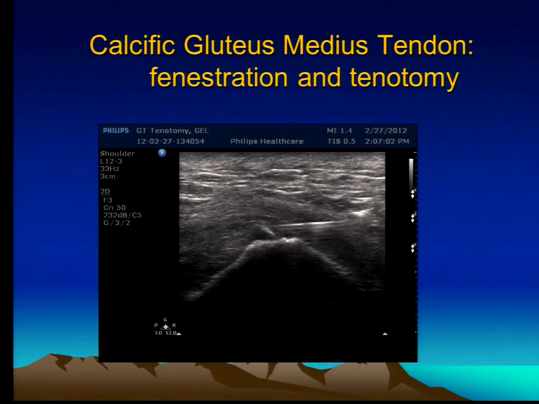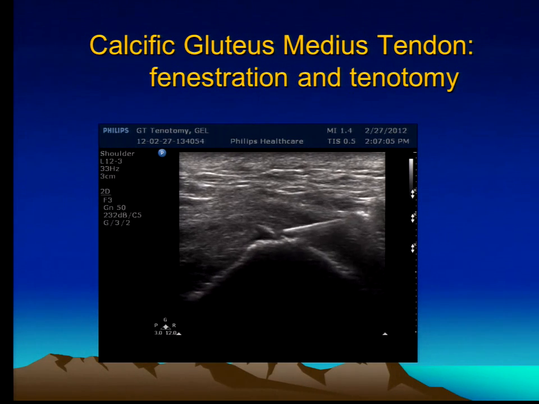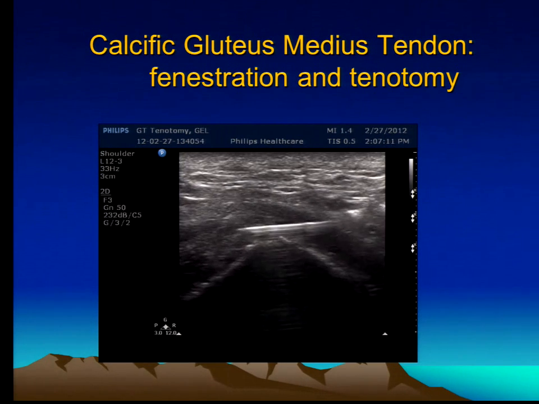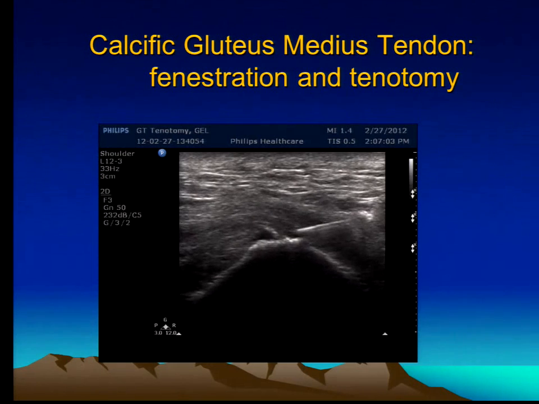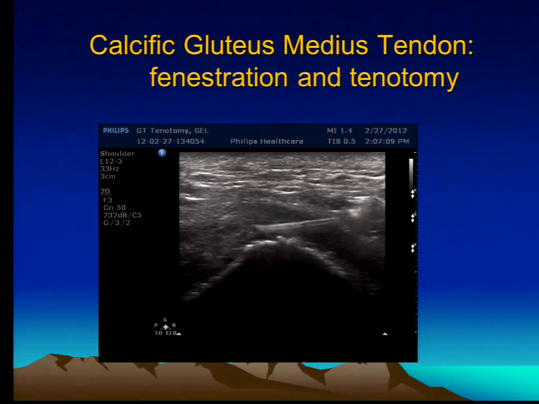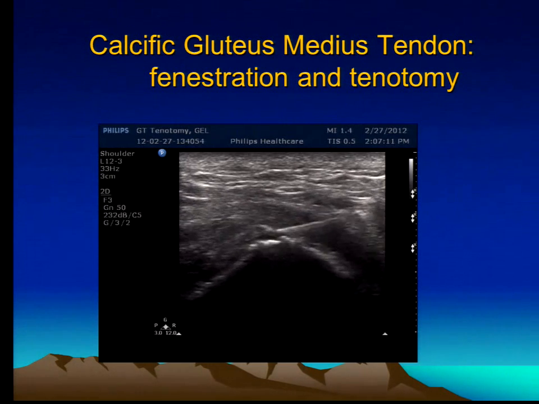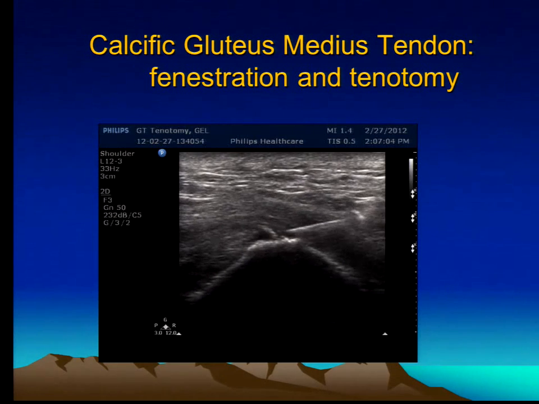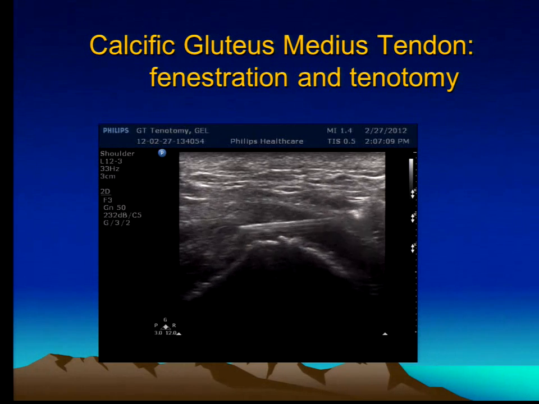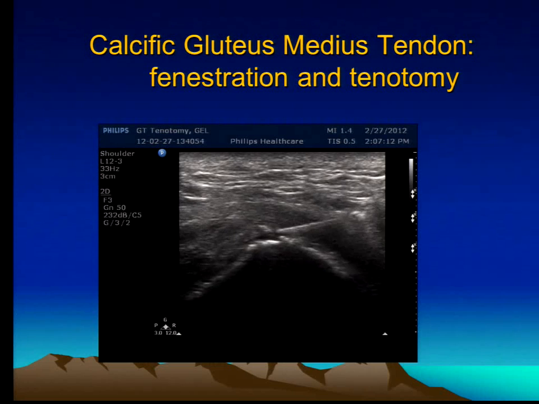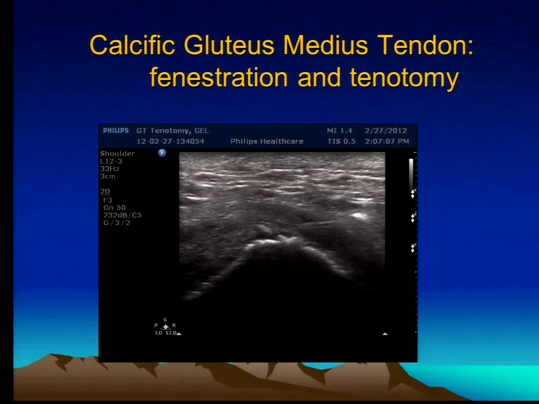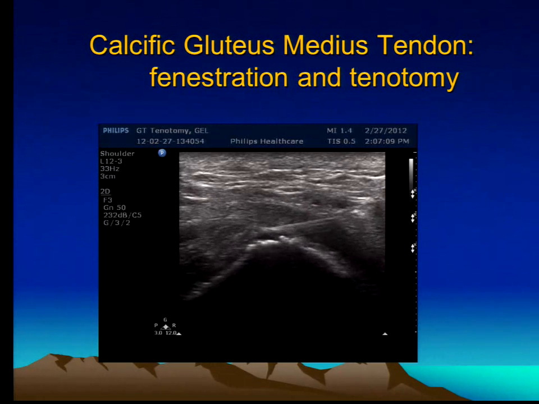Now, this is a case of fenestration of the gluteus medius tendon. This is an actual patient of mine, and this is an interesting case. This gentleman happened to be the husband of one of my partners, and he had lateral hip pain, and his orthopedist diagnosed trochanteric bursitis. The surgeon injected corticosteroids, and he got no relief, and obviously was very disappointed. So he came to me, and I evaluated him, and certainly very tender over the trochanteric bursa.